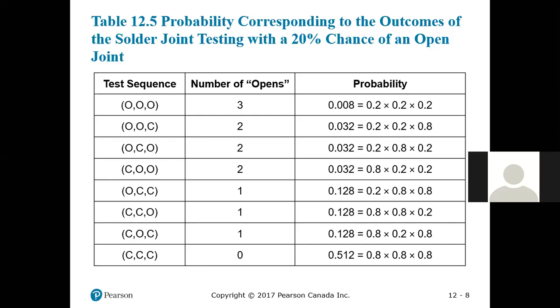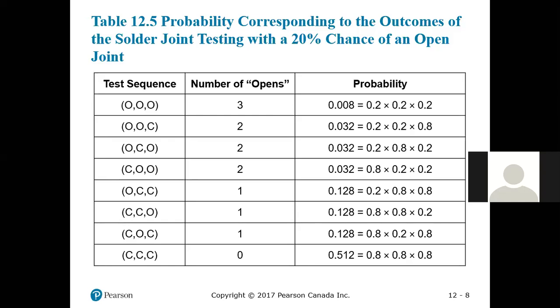So if we are to find the probability that two of the joints will be open, it would be 0.032 multiplied by the three different combinations, so it's 0.032 multiplied by three that would give you the probability of two of the joints being open. So how about the probability of one joint being open? There are again three different scenarios. Either the first one is open and the other two are closed, or the first two are closed and the other one is open, or the middle one is open and the two end ones are closed.